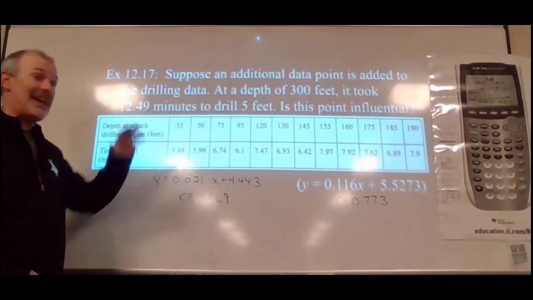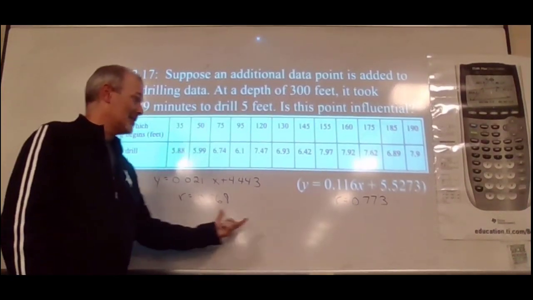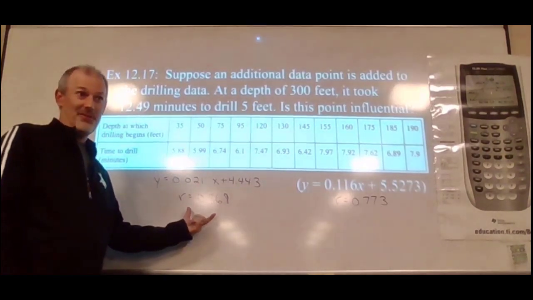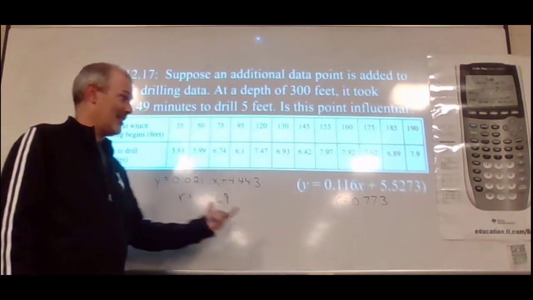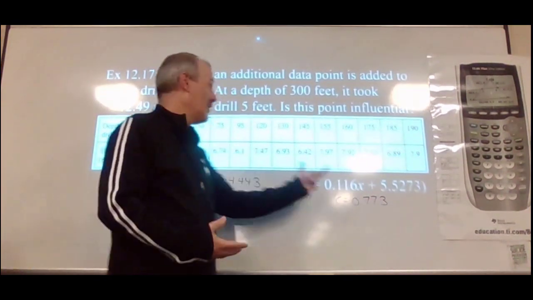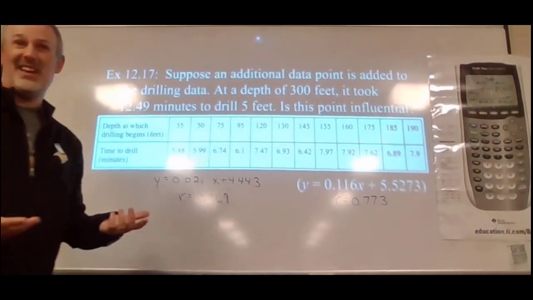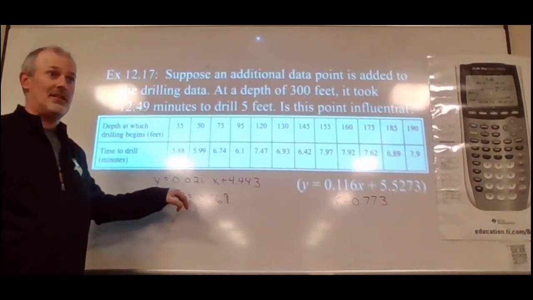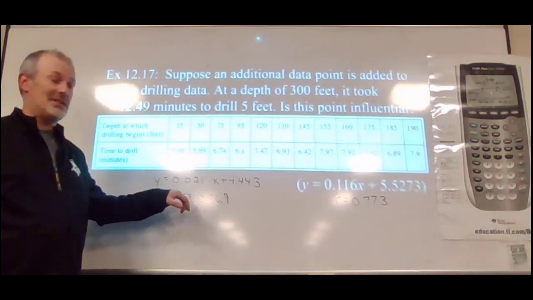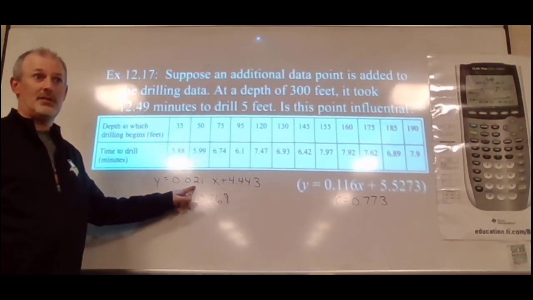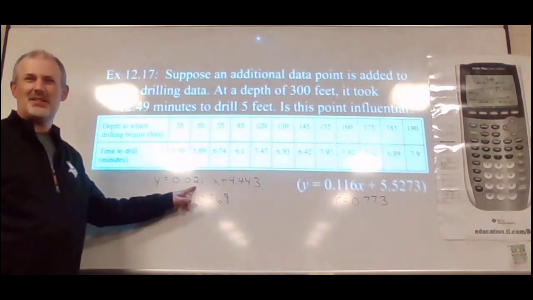And actually, now with that new point, what can you tell us about our correlation coefficient? This new line is actually a better fit with this data than the original line was without that data point. So is this one an influential point? I would say yeah, especially because of this slope. The slope changed a lot. Does that make sense? This slope is like 5 times bigger than this slope. Does that make sense?